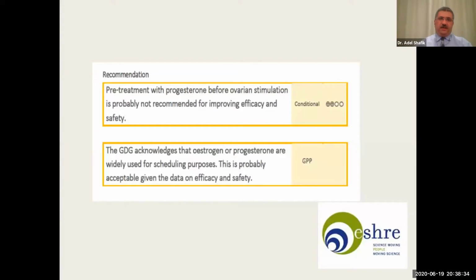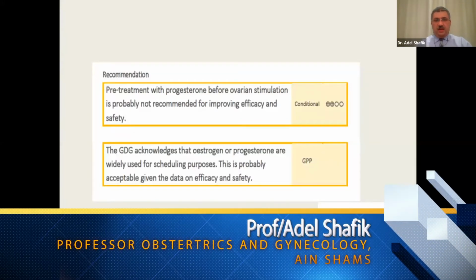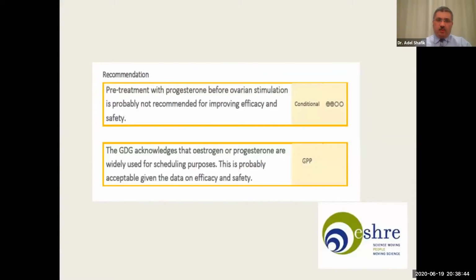But here there is a very important trick because this guideline development group acknowledged that estrogen and progesterone are widely used for scheduling purpose, and this is probably accepted. So we can use estrogen or progesterone for scheduling purpose. They accept this, but we cannot use them in the view that will increase safety or efficiency of our IVF cycle.